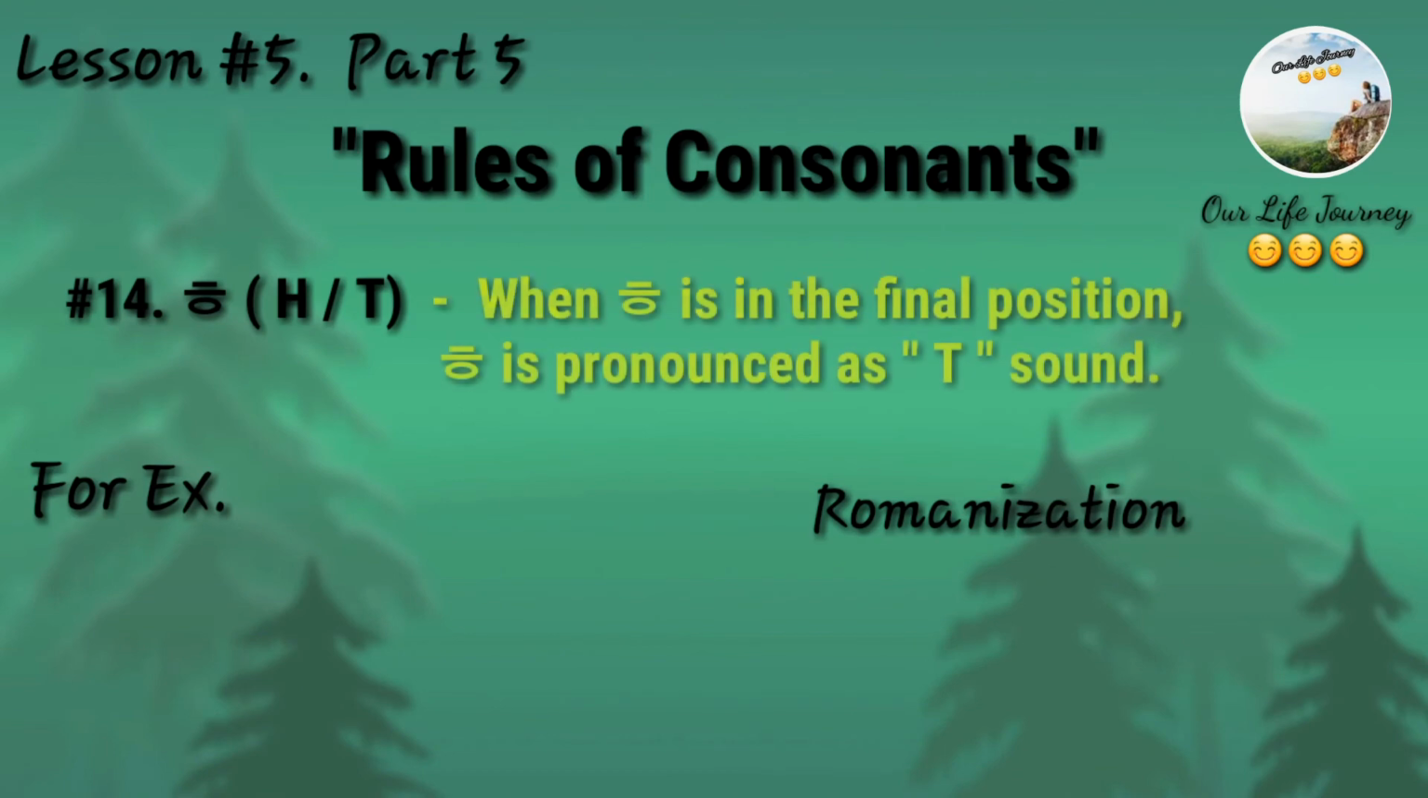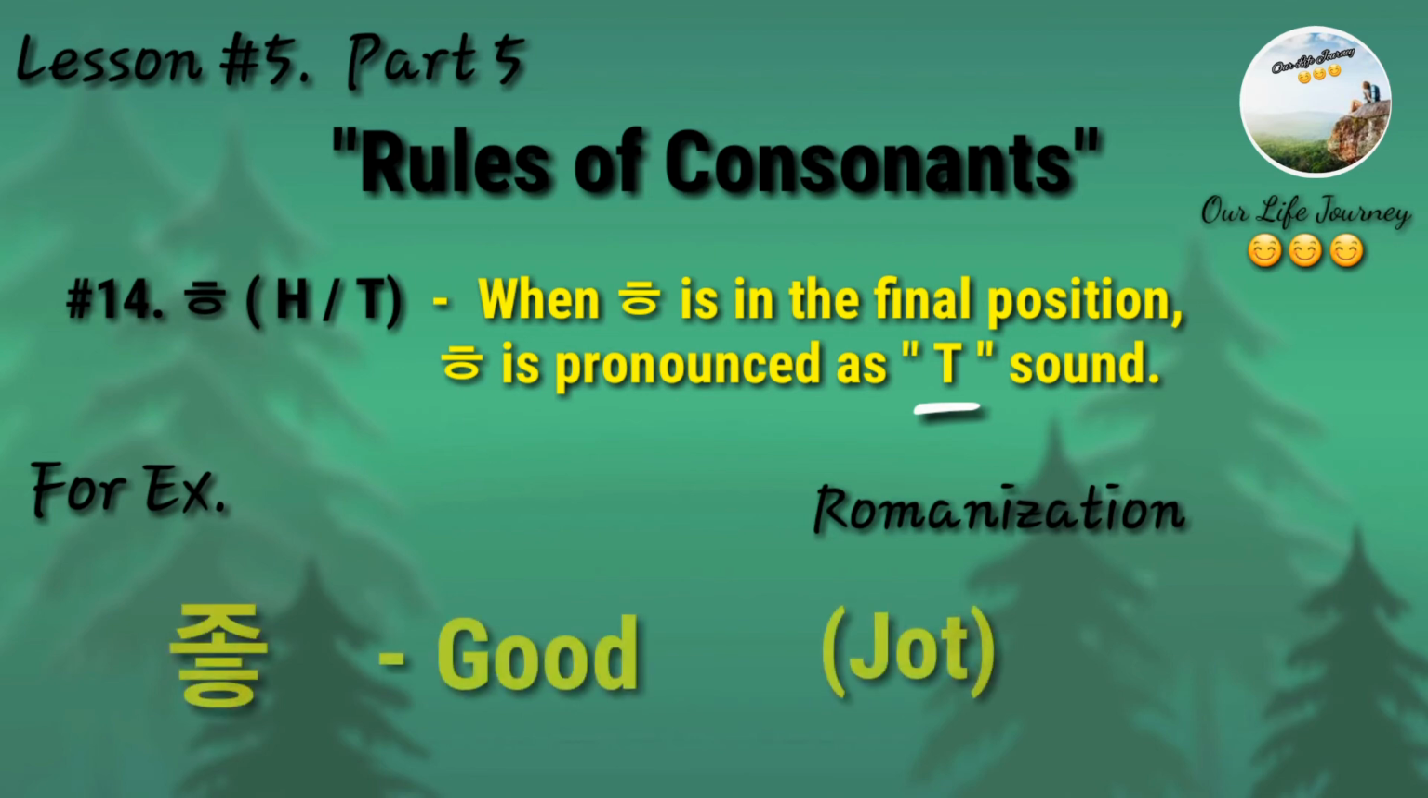Okay? Then guys, when this alphabet naman po is in the final position, this alphabet is pronounced as letter T sounds. Ibig sabihin guys, kapag ang alphabet na ito is nakita nyo po sa huling posisyon po ng isang Korean word, letter T sounds po yung pagbigkas dito. Okay? So, for example is jot. Jot. Ibig sabihin is good, then the romanization is jot.